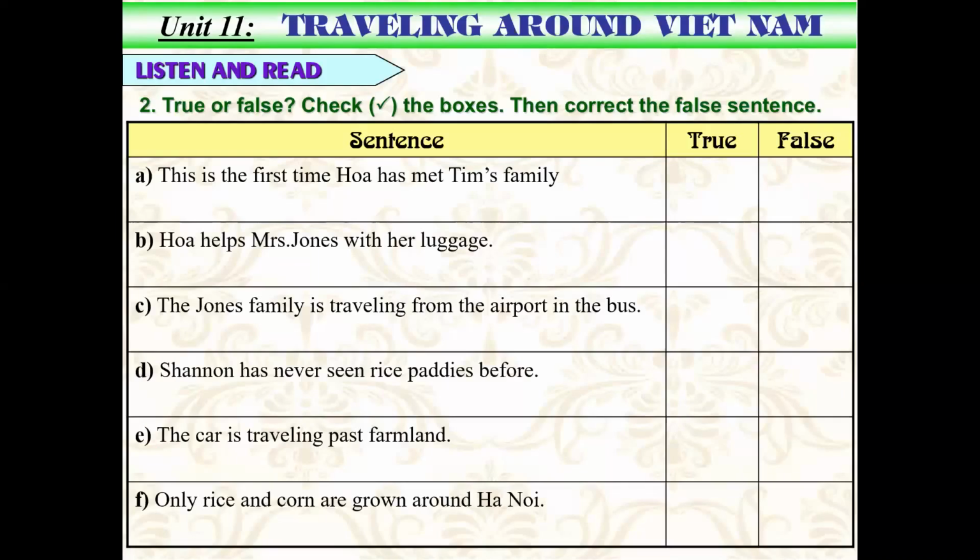Now, we move on to the true or false exercise. I would like you to tell me the way for doing a reading exercise. First, you have to identify the type of the exercise. We usually have three types. The first type is true-false. Second is fill in the blanks. And the last is answer the question.